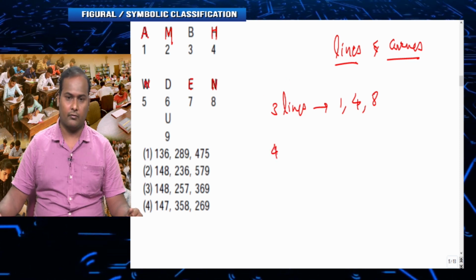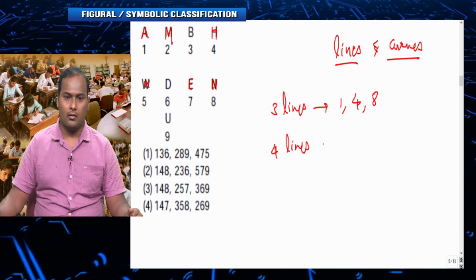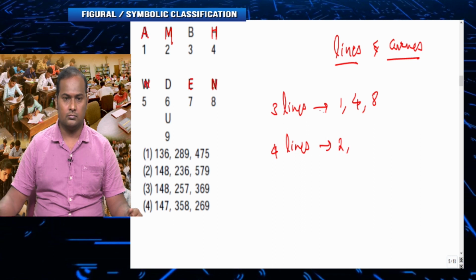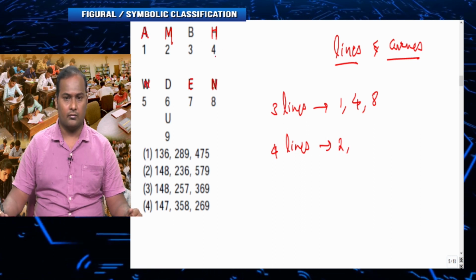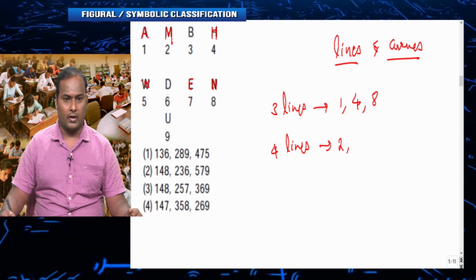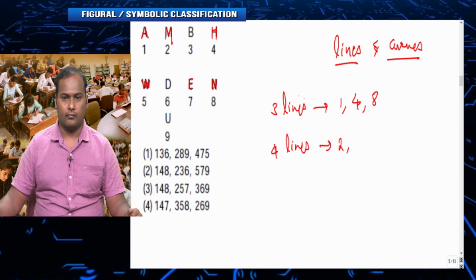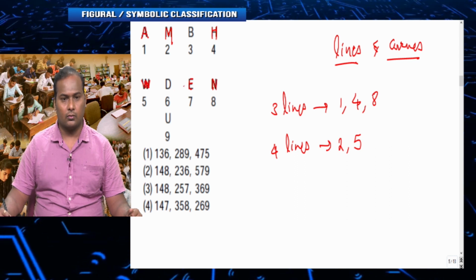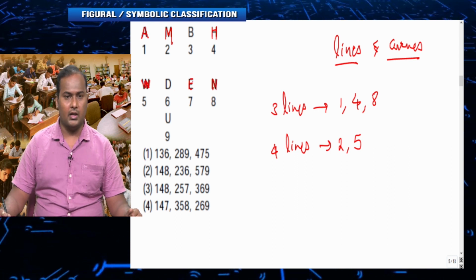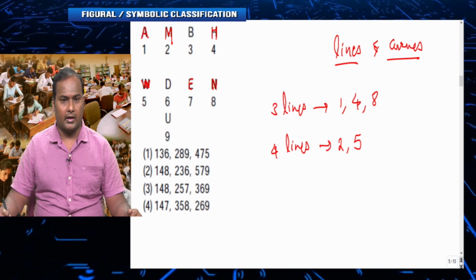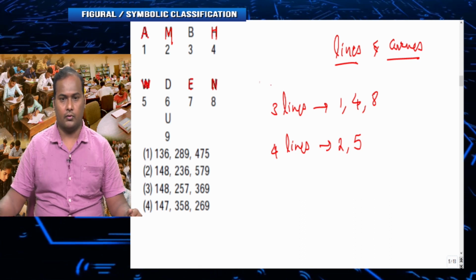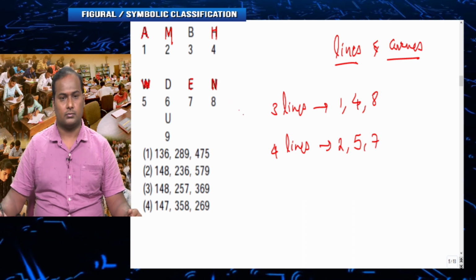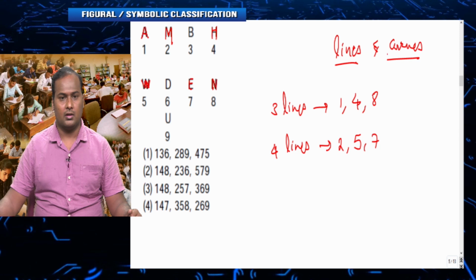So what is the next one? 4 lines. We already know 4 lines is seen in M. So second figure. B, curves. Again 5, 1, 2, 3, 4. So that is W, 5. Next one is D, again curve. E, in E also we are having again 4 lines, 1, 2, 3, 4. So 7. Then the next one that we left with based on curves.